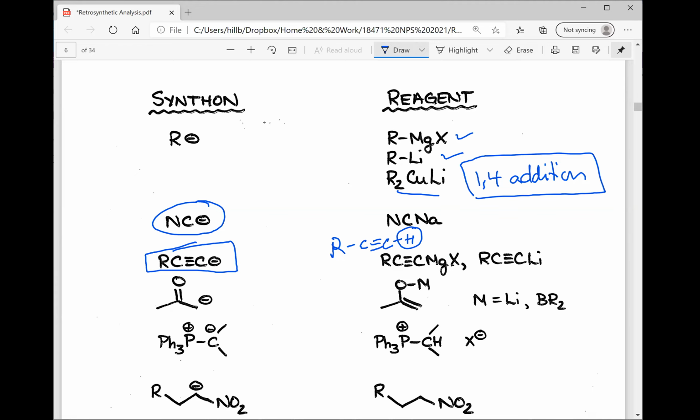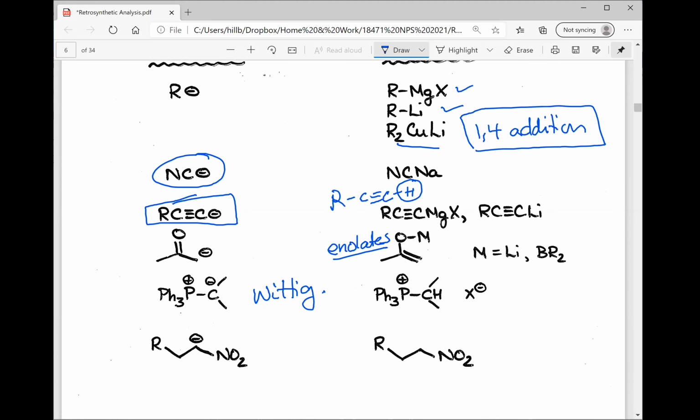Now, what everyone who's taken organic three has seen, negative charge on the carbon beside a carbonyl. These are what we call enolates. And this is a super important reaction. We saw this before, the Wittig reagent. And a negative charge beside a nitro group. This is basically the nitro equivalent of an enolate. So you just deprotonate one of these protons here.